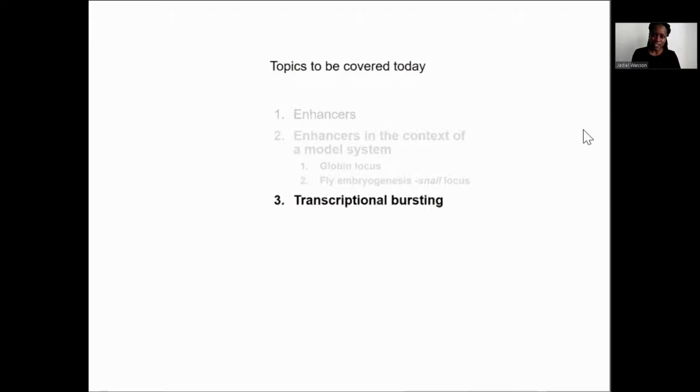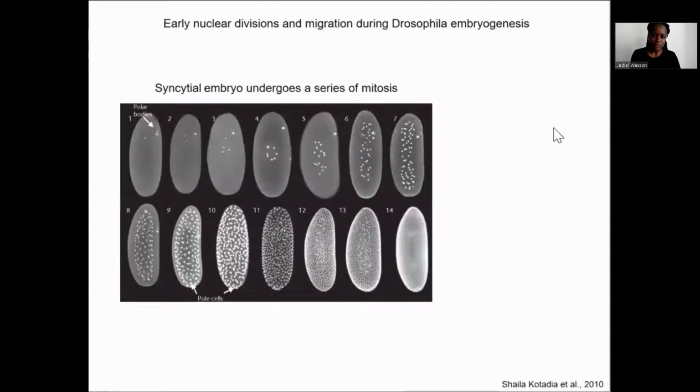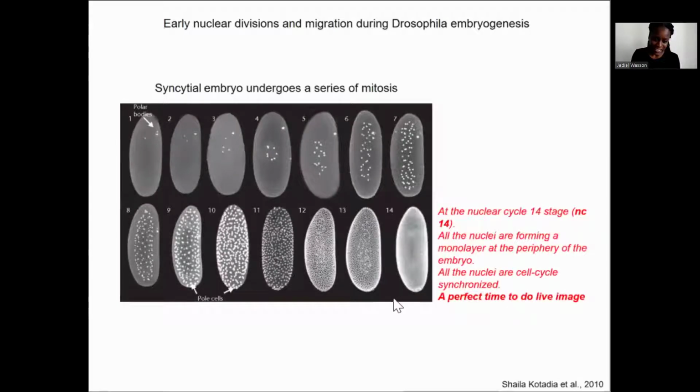Okay. So now onto the last topic, which is transcriptional bursting. Showing you this picture again, this is the progression of early Drosophila embryogenesis. As I mentioned before, this is a syncytium where there are no cell boundaries, and these are all nuclei that are actively dividing. One thing that they really emphasize in the paper is that they look at this particular stage where all the nuclei essentially form a monolayer, and they are synchronized in the cell cycle.